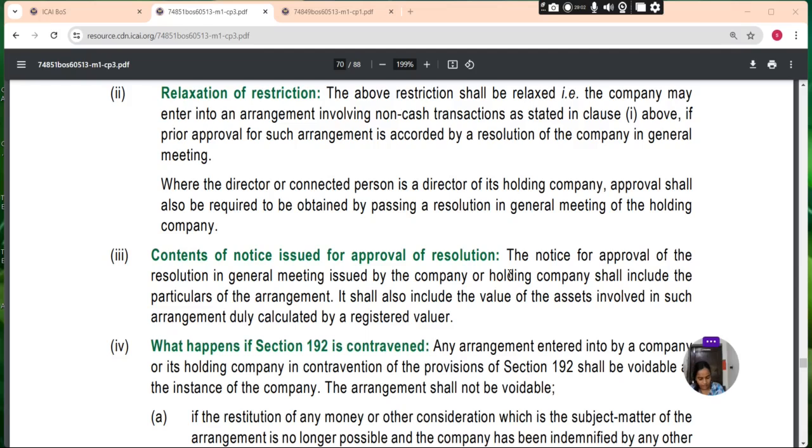The above restriction shall be relaxed, that is, the company may enter into an arrangement involving the non-cash transaction as stated in clause 1 above if the prior approval for such arrangement is accorded by the resolution of the company in general meeting. Where the director or connected person is the director of its holding company, approval shall also be required to be obtained by passing a resolution in general meeting of the holding company.